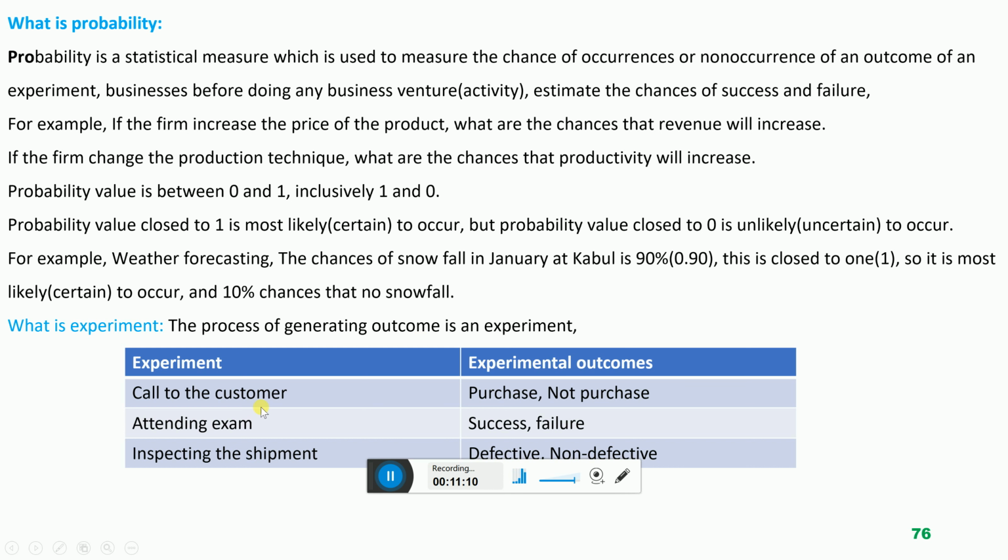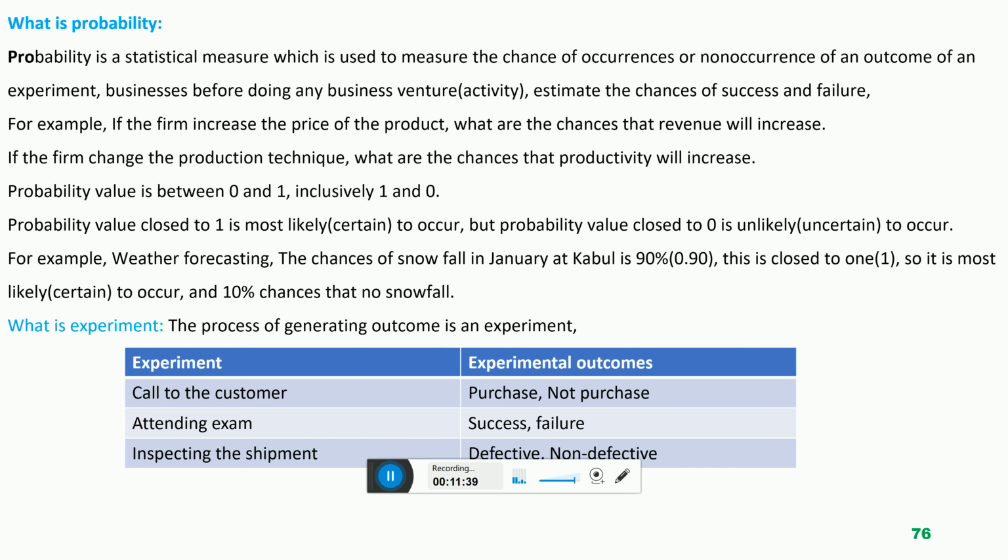Suppose this is the given table. In this table, the very first column represents the number of experiments, and the second column represents the experimental outcomes of the corresponding experiment. So we define an experiment as the process to generate outcomes.